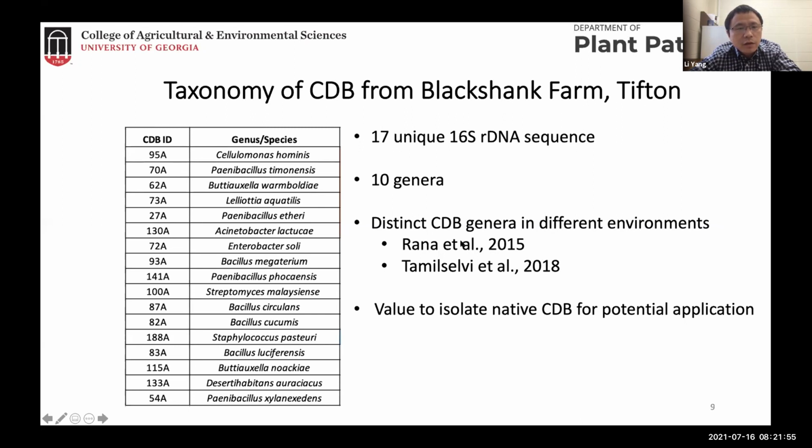This is very different from what we found in the field with peanut growing history. This raises the importance of isolating local and native calcite dissolving bacteria for potential application, because calcite dissolving bacteria from other locations may not survive in this environment.